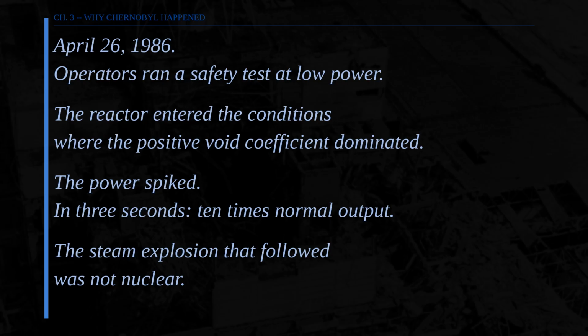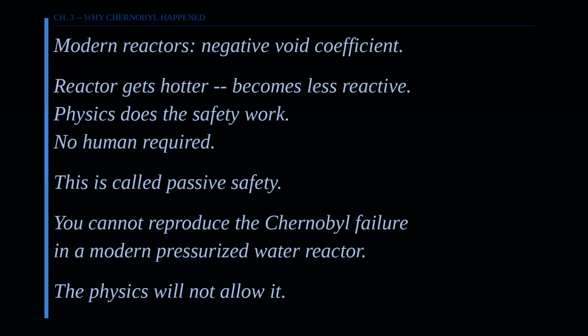When the coolant heats up in these reactors, the moderation of neutrons decreases. Less moderation means fewer slow neutrons. Fewer slow neutrons means fewer fissions. Fewer fissions means less heat. The reactor cools itself down. This is passive safety. It requires no human action, no control system response, no electrical power to an actuator. The thermodynamics of the reactor do the work automatically.